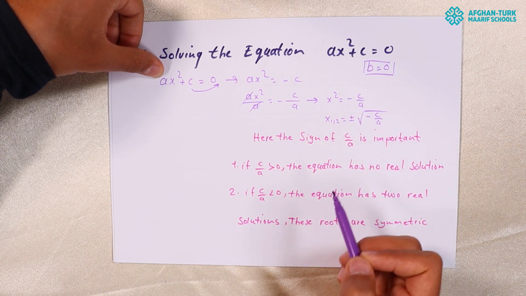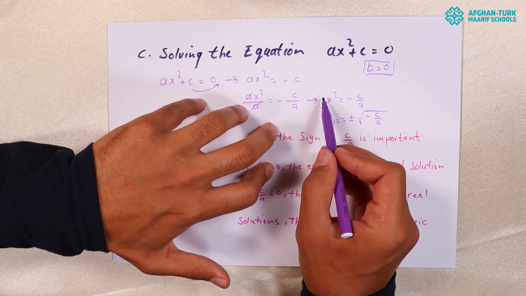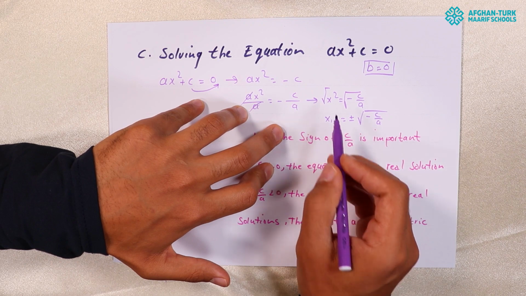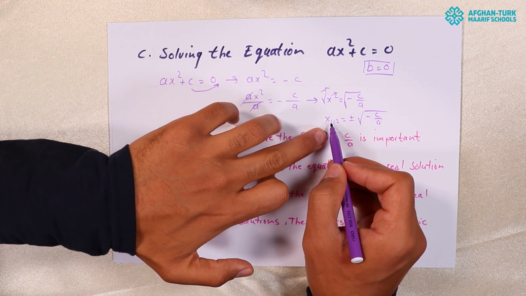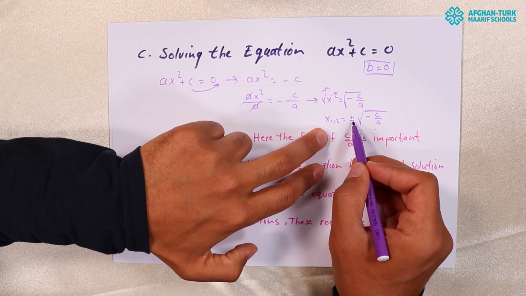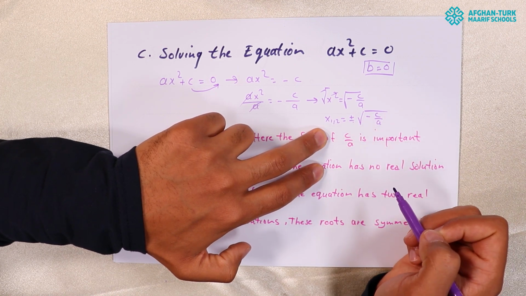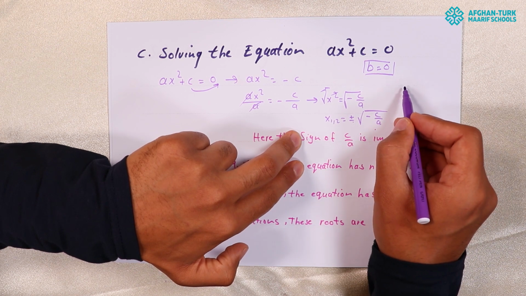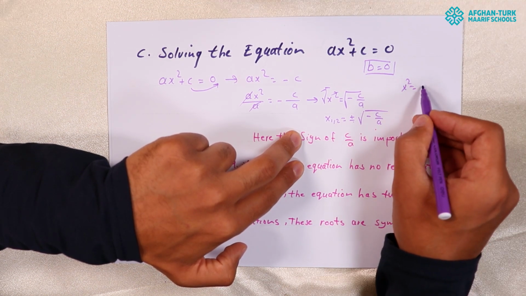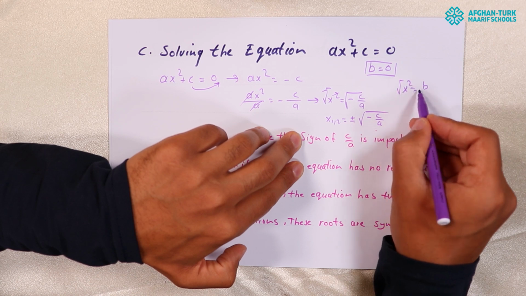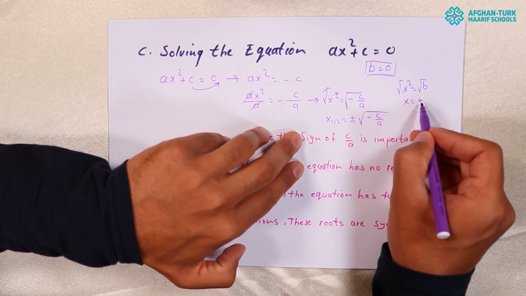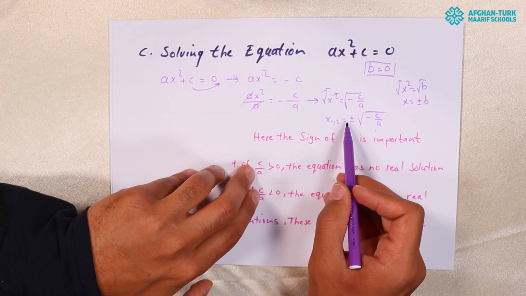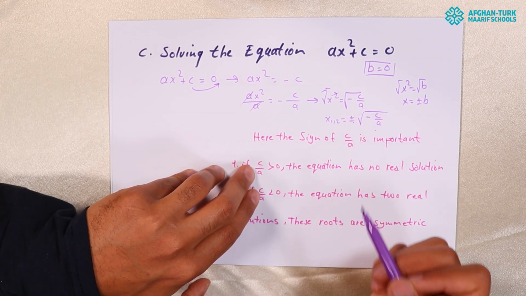Did you understand? So if we take the square root of both sides, the 2 cancels with the square. x will be equal to plus minus the square root of minus c over a, because the answer of a square root will always be what? For example, if you have x squared is equal to b, if we take roots of both sides, x will be plus and minus square root of b. Okay, so the answer will be plus minus square root of minus c over a.